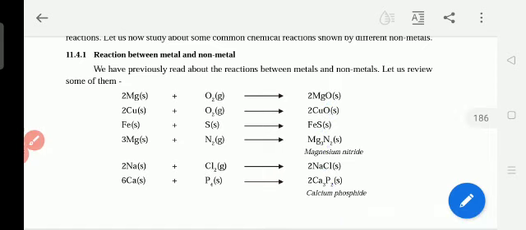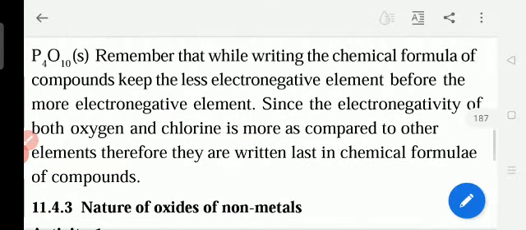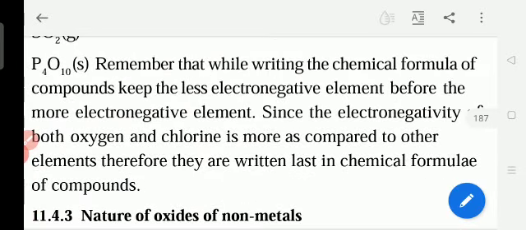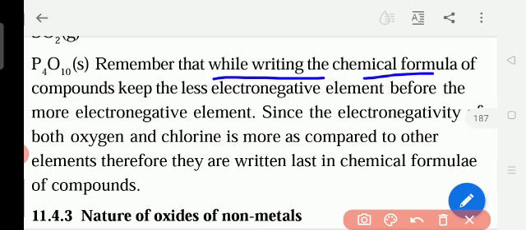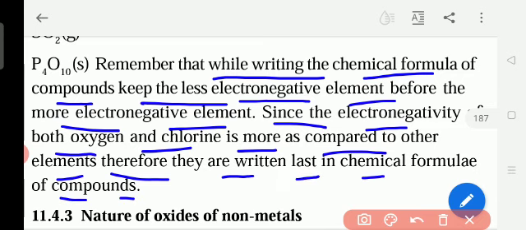Just underline this point. Remember that while writing the chemical formula of compounds, keep the less electronegative element before the more electronegative element. Since the electronegativity of both oxygen and chlorine is more as compared to the other elements, they are written last in the chemical formula of compounds. Just underline this point.